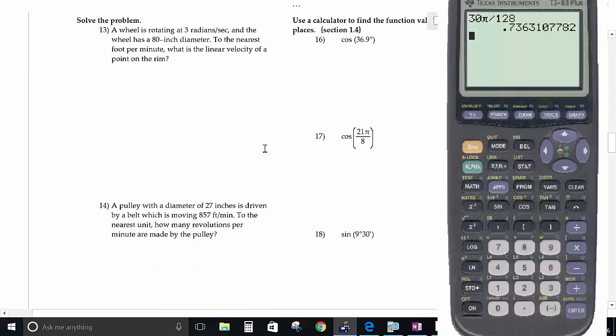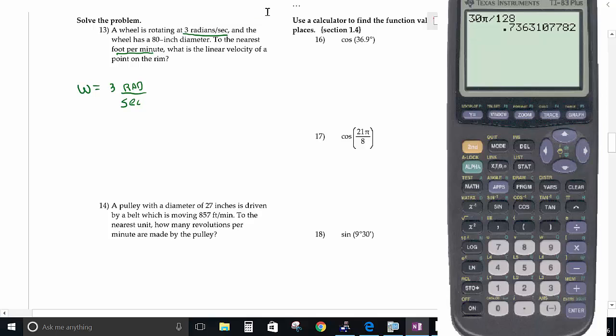And let's see what number 13 has going on here. All right, this says you have a wheel that's rotating at 3 radians per second. Now see right there, just stopping right there, that tells you that you have an angular velocity. And that's one of the things that I stress when I teach this: you got to know what you're given. How did I know that's an angular velocity? Because of the units. It's in radians per second. Then you have a wheel that has an 80-inch diameter, so you're going to find the linear velocity. And you're going to find that in feet per minute.